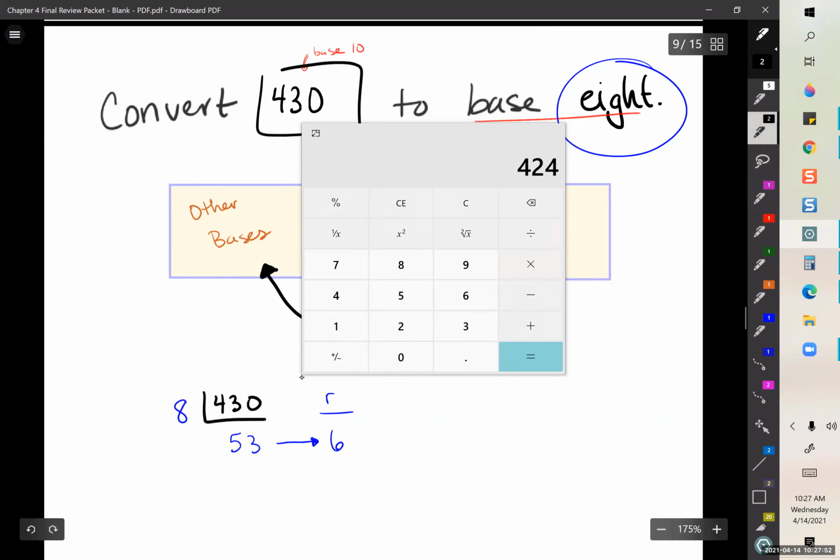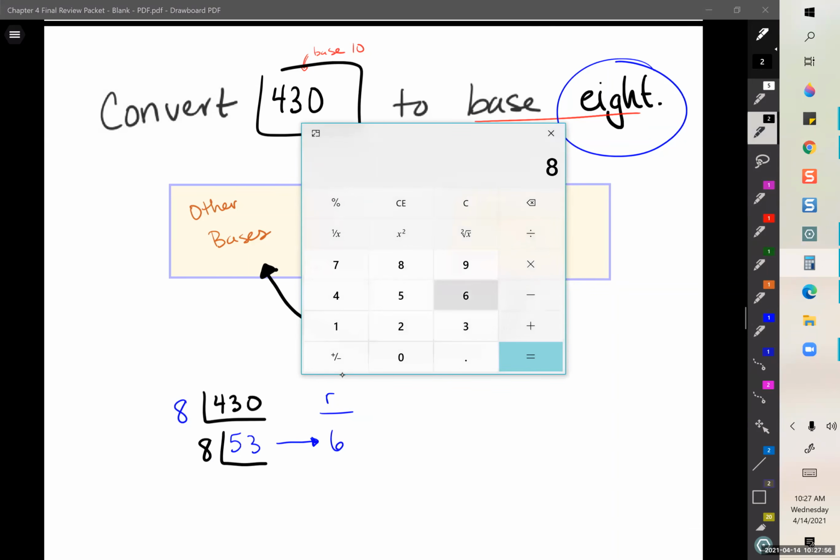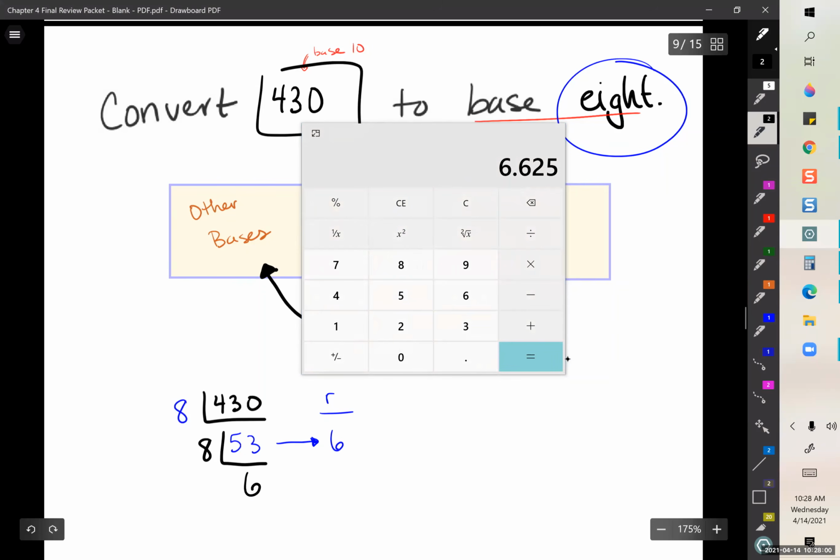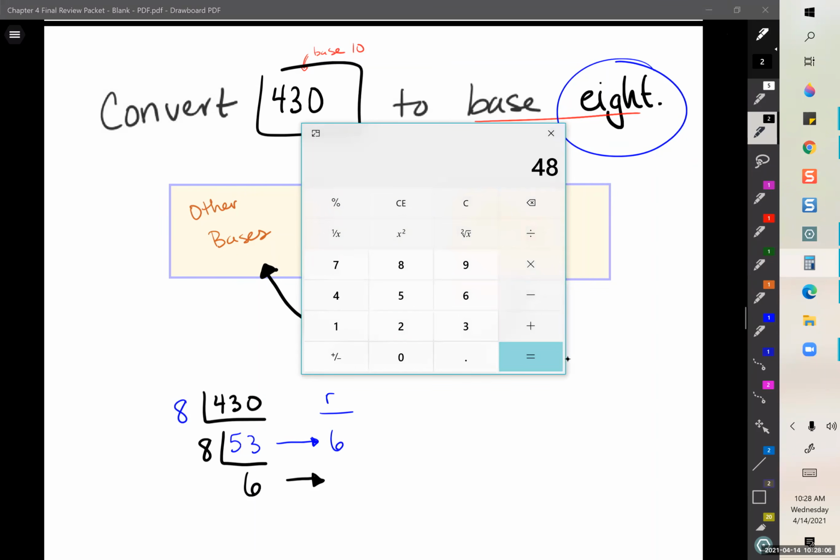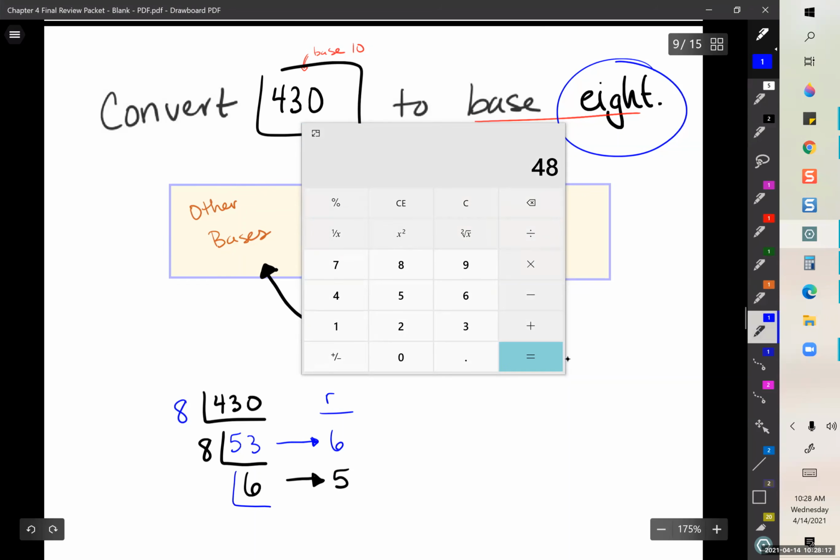We say, okay, let's divide this by 8. So we take 53, divide it by 8 in our calculator. Goes in 6 times perfectly. But let's figure out how far away we are. That will be our remainder. So we take 8 times 6. That gets us to 48. We wanted to go to 53. So do y'all agree that would be a remainder of 5? And we just keep repeating the process. So now we divide the 6 by 8. 6 divided by 8.